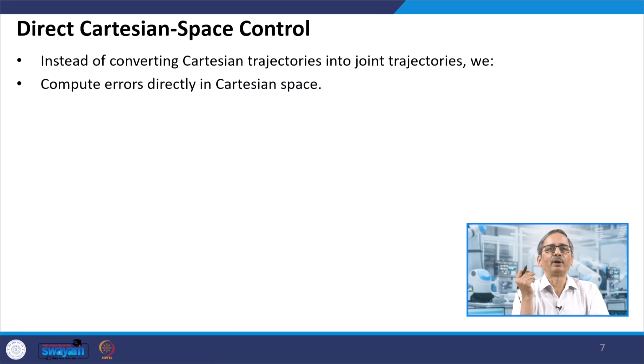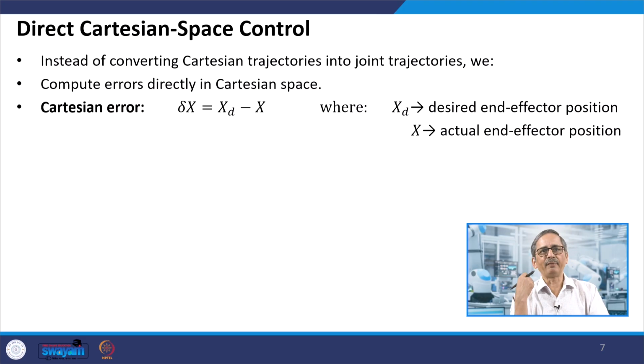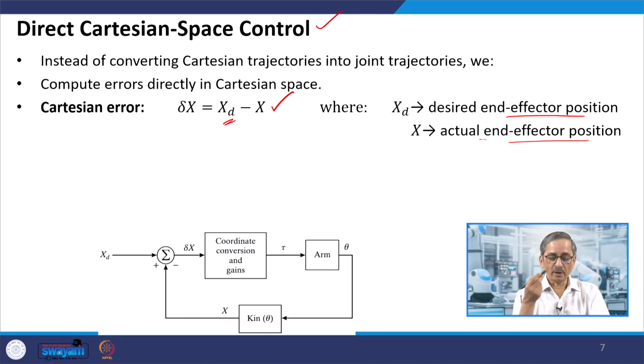So, instead of converting Cartesian trajectories into the joint trajectories, we compute the error directly in the Cartesian space. Can we do that? Yes, using the direct Cartesian space control. Here we get the Cartesian error directly, where xd is the desired end effector position and x is the actual end effector position. So, how does the block diagram look like? It looks something like this, say you have the arm, you get the joint position.